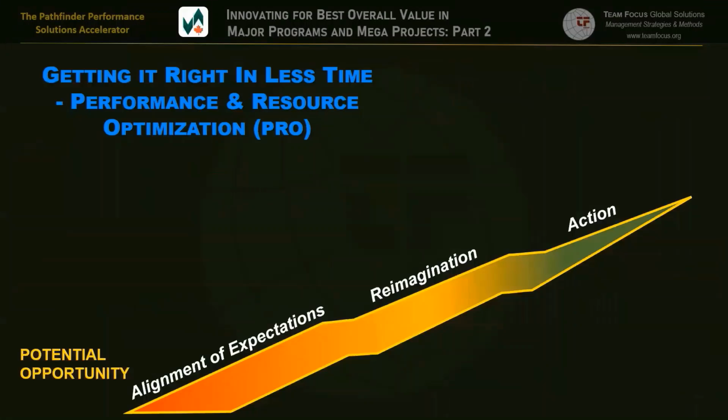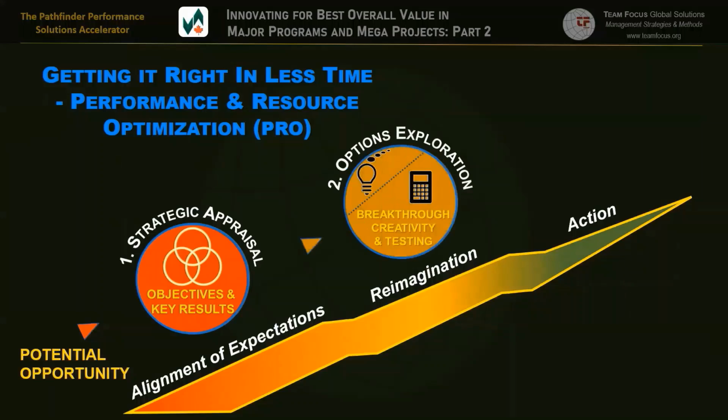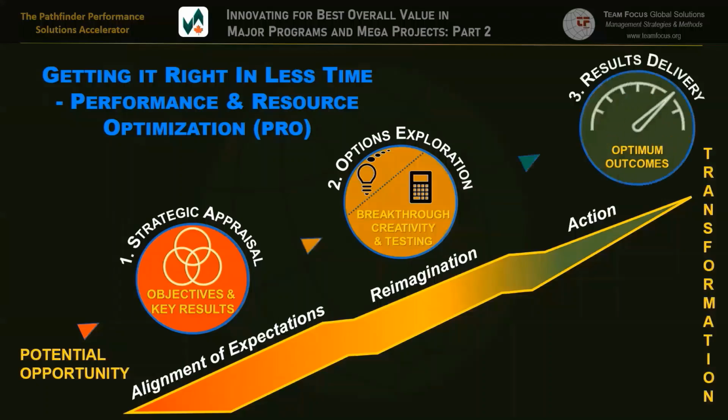The following framework is very effective. It can all be accomplished quite quickly and smoothly. Stage 1, strategic appraisal for alignment of expectations and then to establish a framework for success. Stage 2, options exploration through structured reimagination to examine possibilities for improvement. In Stage 3, results delivery to embed agreed solutions and to ensure effective outcomes for transformation.